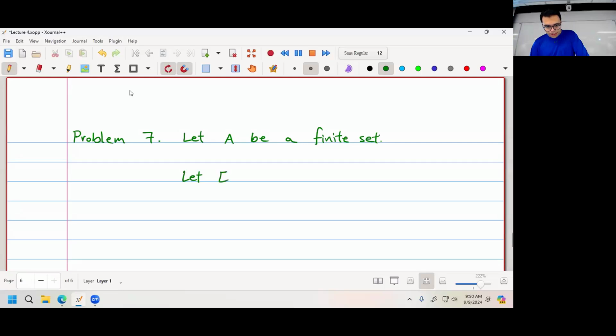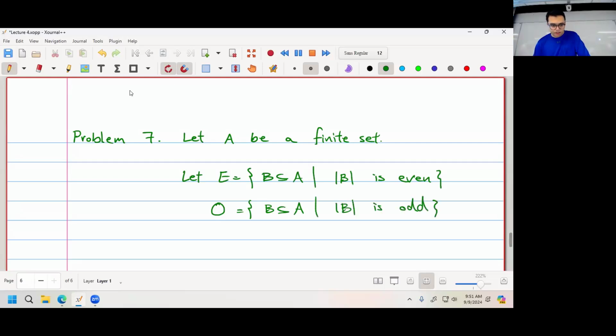So let's say E is the set of all subsets of A such that the size of the subset is even. And similarly, let O be all the subsets that have an odd number of elements. Prove that these two have the same size. Prove that the size of E is equal to the size of O.